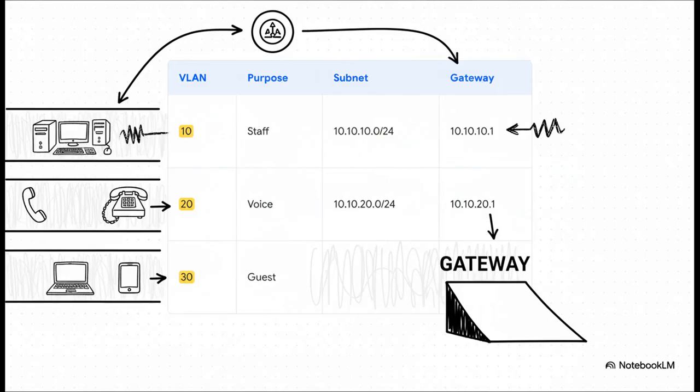And here's exactly how that plays out in the real world. See, the staff PCs are in VLAN 10, so they get their IP addresses from the 10.10.10 subnet. The voice phones are in VLAN 20, so they use the 10.10.20 subnet. The guest Wi-Fi is in VLAN 30, so they use the 10.10.30 subnet. Each group has its own lane and its own unique address plan, and you'll notice each one has a gateway. That's their designated exit ramp.